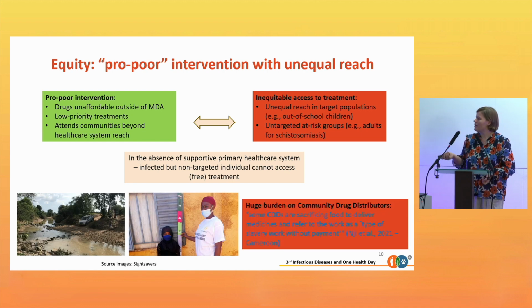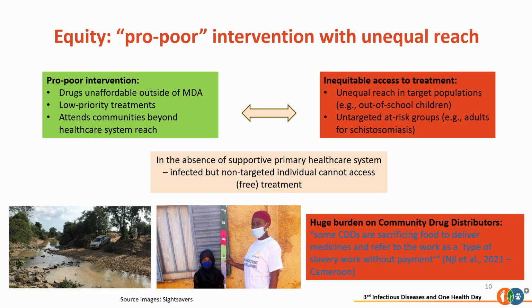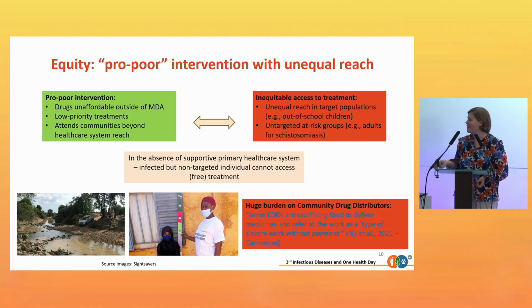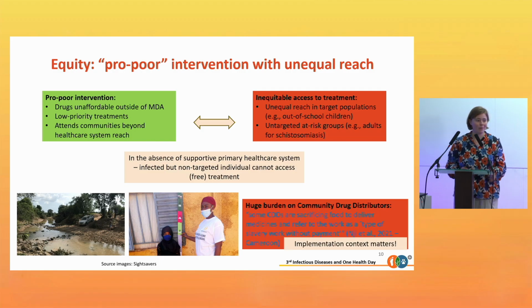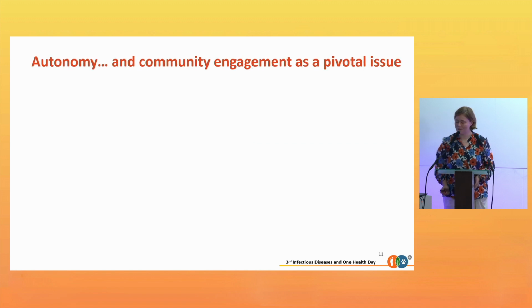So usually the measure, as I said, is carried out by community drug distributors. Those are volunteers from the communities themselves. There are a lot of implementation challenges related to that, and they carry a big burden. They have a big role in reaching the communities, but they also happen to be in places where there is lack of infrastructure, and usually they are uncompensated, which of course can be a big issue. So implementation context really matters in that case.